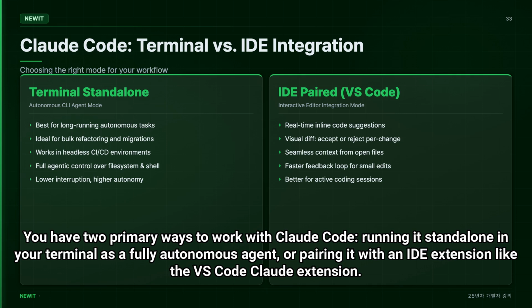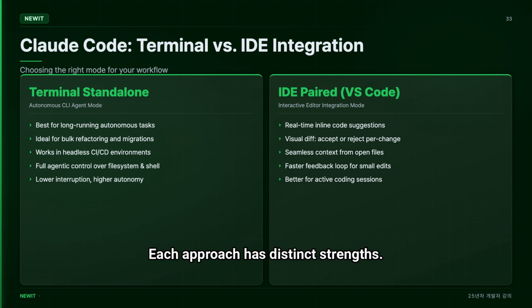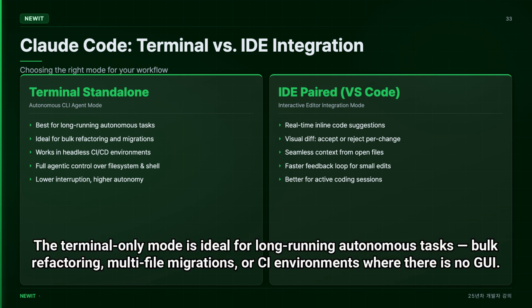You have two primary ways to work with Claude Code: running it standalone in your terminal as a fully autonomous agent, or pairing it with an IDE extension like the VS Code extension. Each approach has distinct strengths. The terminal-only mode is ideal for long-running autonomous tasks, bulk refactoring, multi-file migrations, or CI environments where there is no GUI.